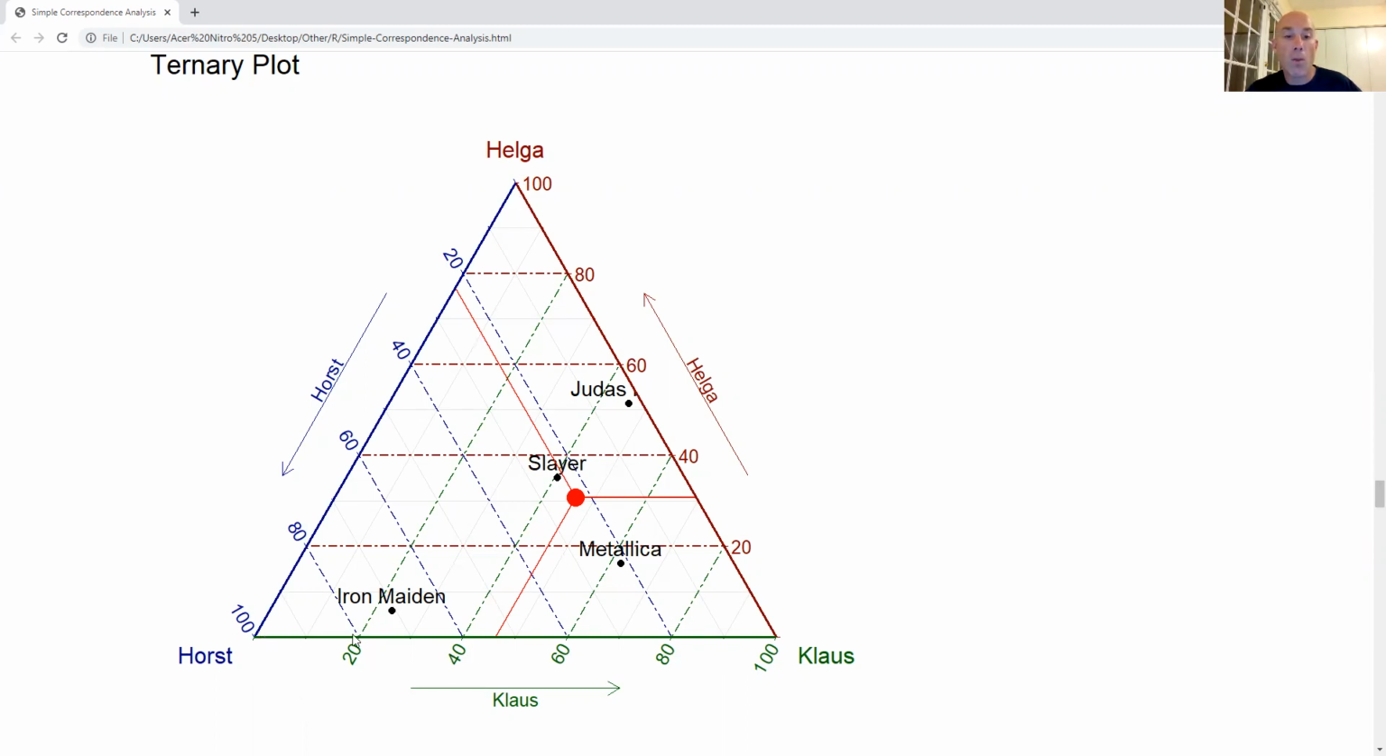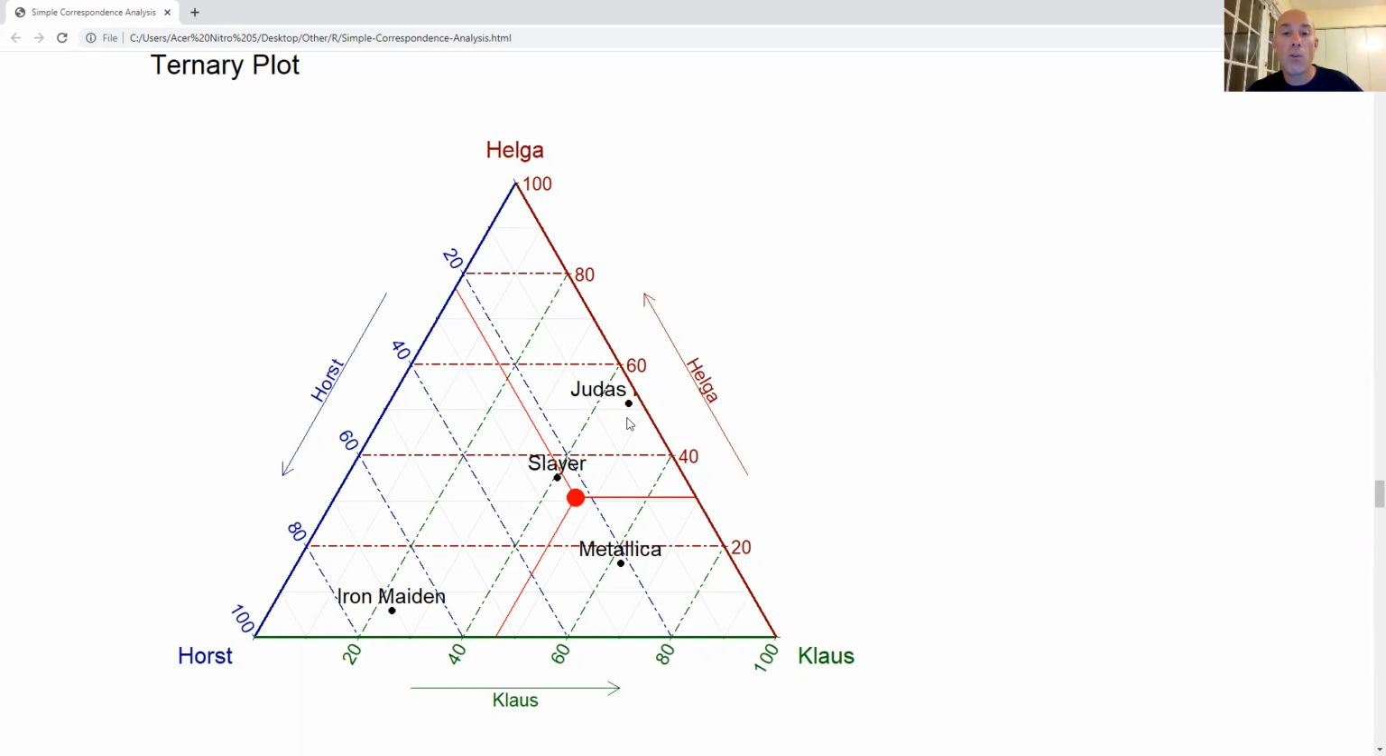Now, if it's along this edge here, this is saying that Helga did not go to any of the band's concerts, and Horst and Klaus did, and the position says proportionately how many each. This line here indicates that Klaus was not involved at all, and so if it's up here, Helga was present at the concert more than Horst. Here, Horst would be present more than Helga, and correspondingly, if a dot is along here, Horst did not attend any of the concerts.